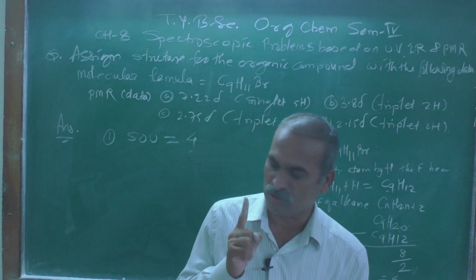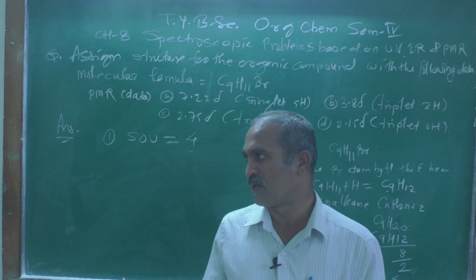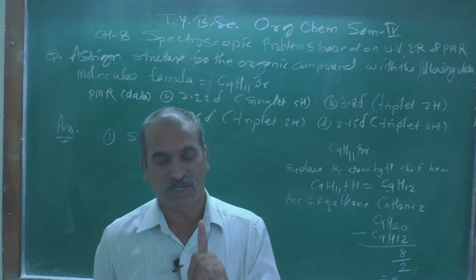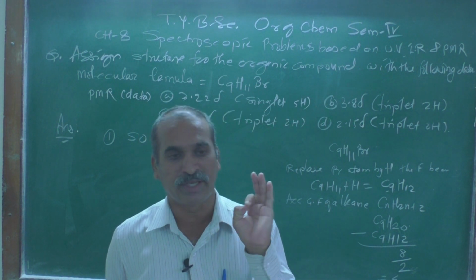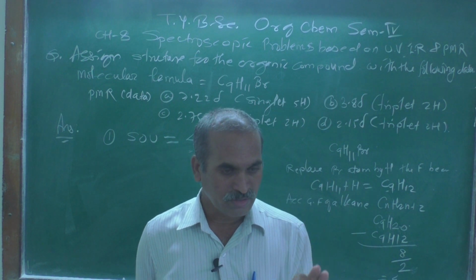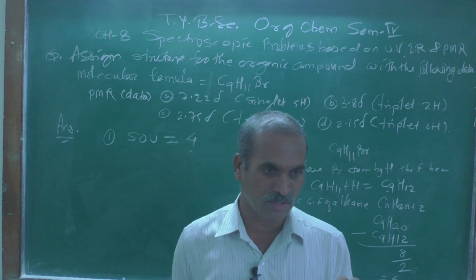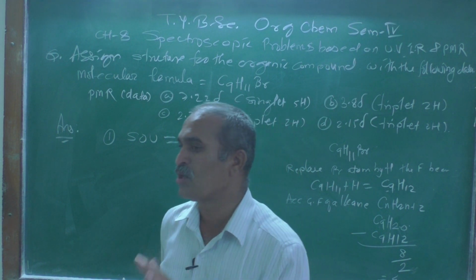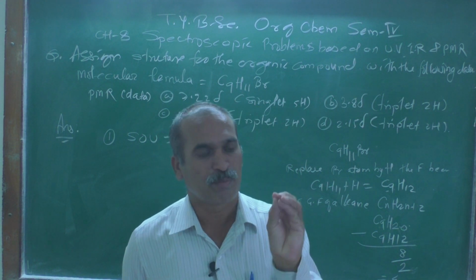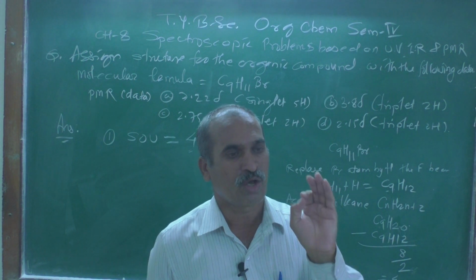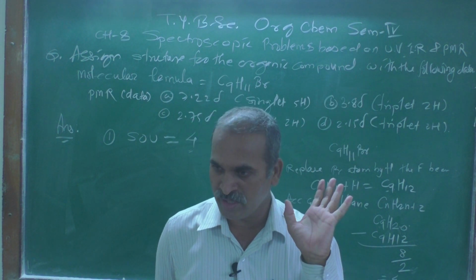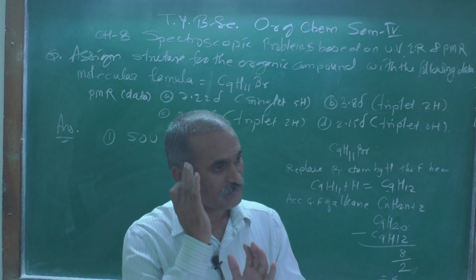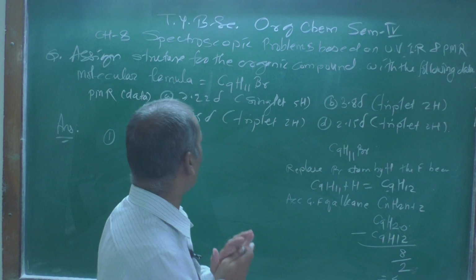How 4 sites of unsaturation? There may be the possibility of carbon-carbon double bonds, four of them. But let me give one hint: with 4 or more sites of unsaturation, there is a possibility of an aromatic compound. Remember here, aromatic compound, and immediately think again.